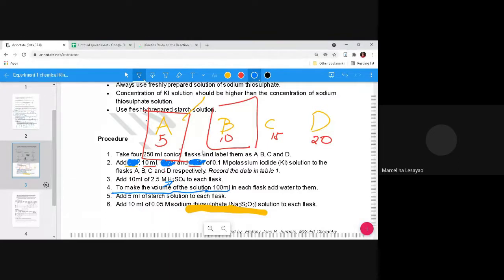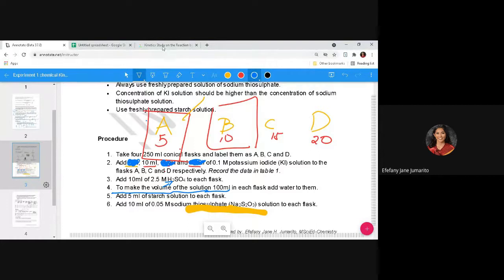Okay, we have Quahotor. Procedure 2. Sige. Add 10 ml of 0.1 molar potassium iodine solution to the flask B and respectively record the data in table 1. Perfect. Okay. Thank you for not reading A, B, C, and D.